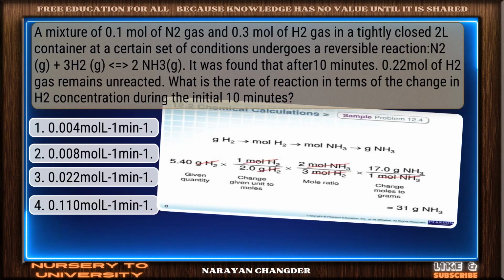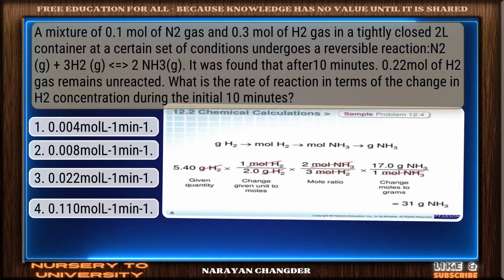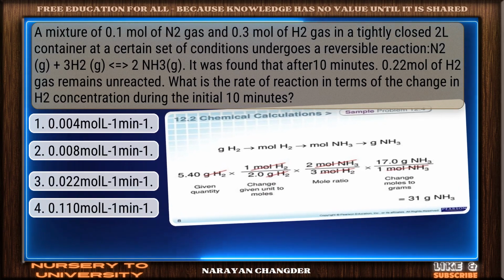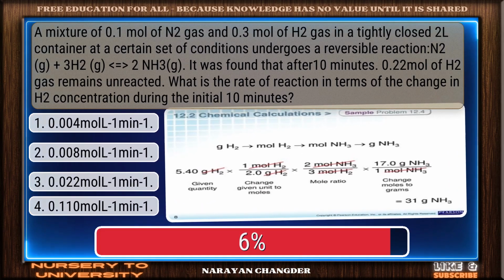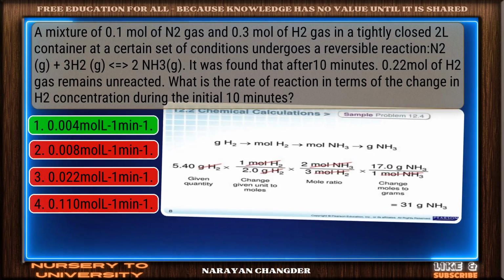Option 1, 0.104 mol L⁻¹ min⁻¹. Option 2, 0.08 mol L⁻¹ min⁻¹. Option 3, 0.02 mol L⁻¹ min⁻¹. Option 4, 0.110 mol L⁻¹ min⁻¹. Spot on, 0.02 mol L⁻¹ min⁻¹.